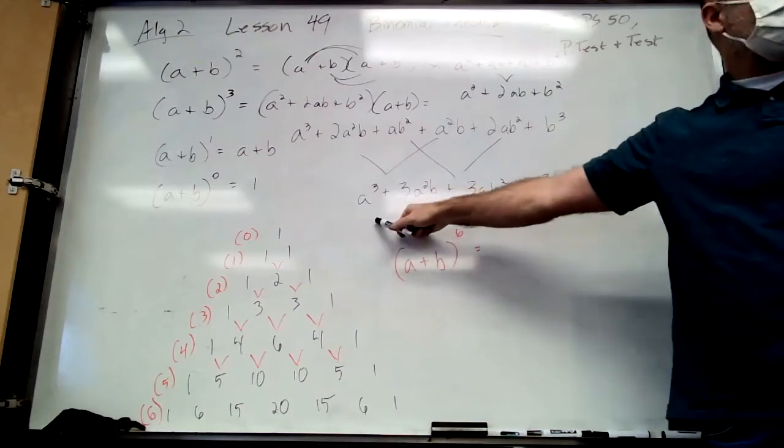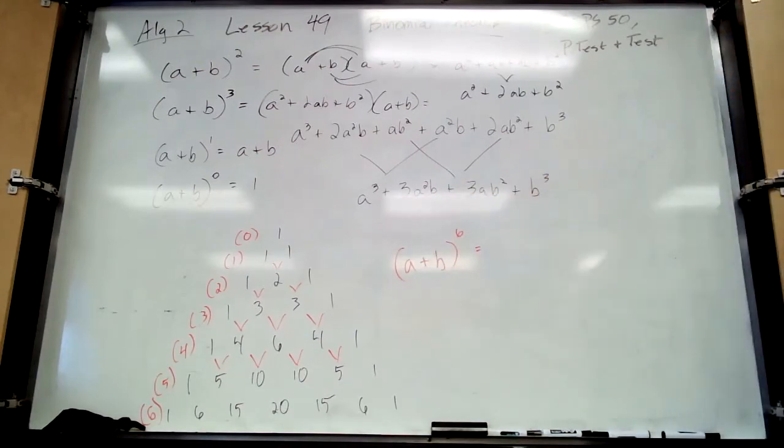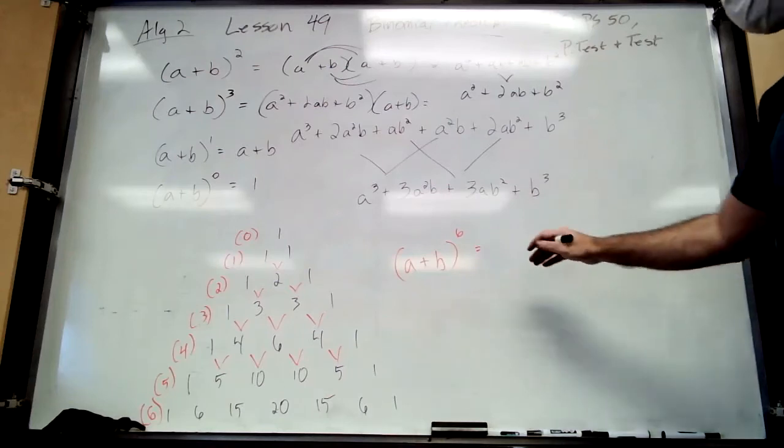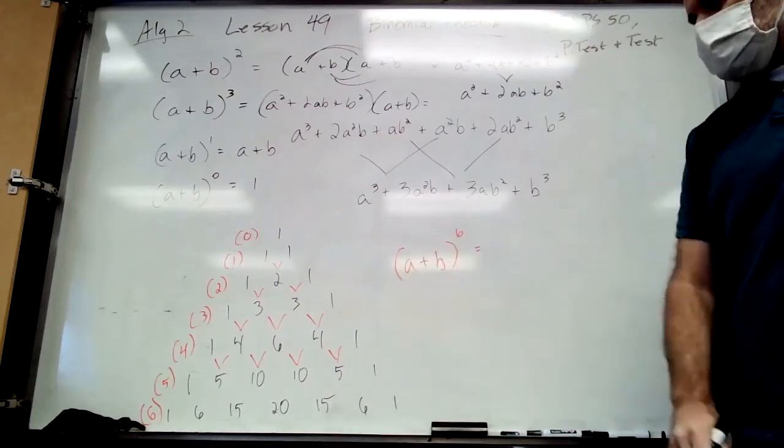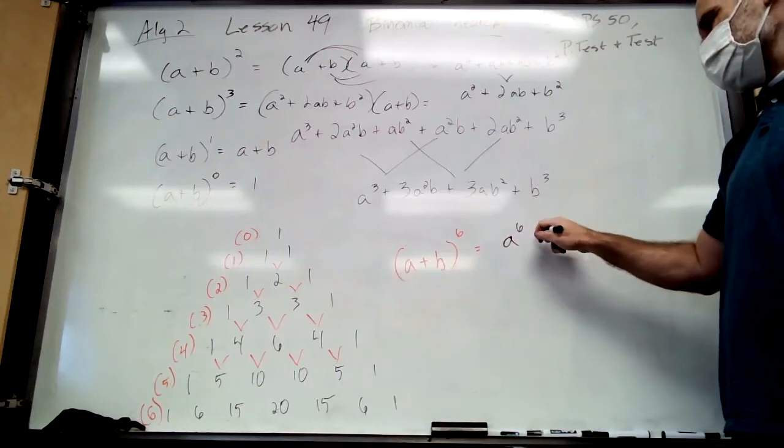So see how these are all in alphabetical order? The A's go down and the B's go up. Okay? So let's do that. This is a to the 6. What's the first coefficient? 1. So I'm just going to leave it a to the 6.